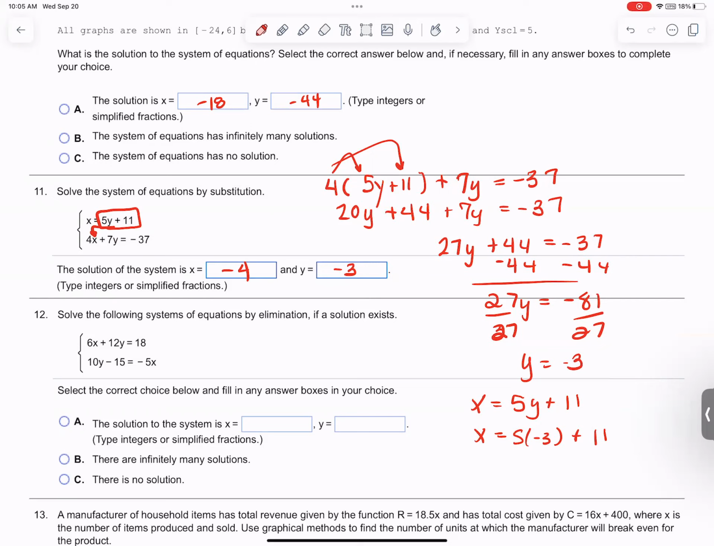Problem 12, solve the following systems of equations by elimination if a solution exists. I do need to rewrite this equation here. I need to get that 5x over there, so I'm going to add it to both sides. I need to get that 15 over there, so I'm going to add it to both sides. So I need to get it in this form so I can use elimination.